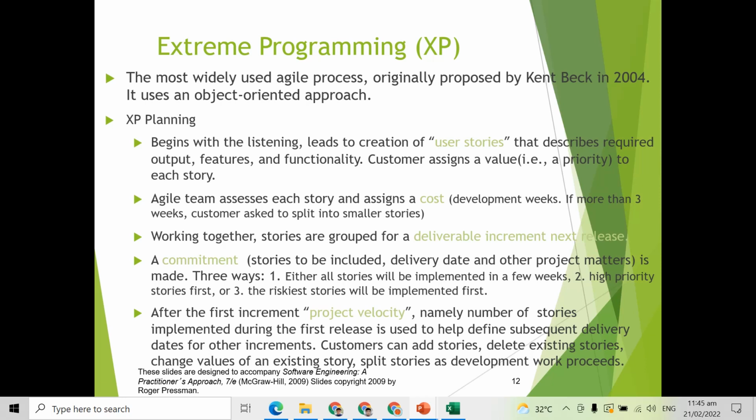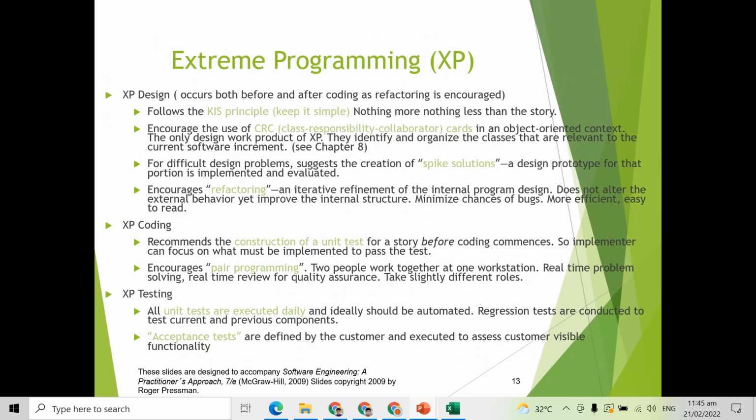So we have three ways. First, all stories will be implemented in a few weeks. Second, high priority stories first, or third, the riskiest stories will be implemented first. After the first increment, project velocity, namely the number of stories implemented during the first release, is used to help define subsequent delivery dates for other increments. The customer can add stories, delete existing stories, change values of an existing story, and split a story as development work proceeds.